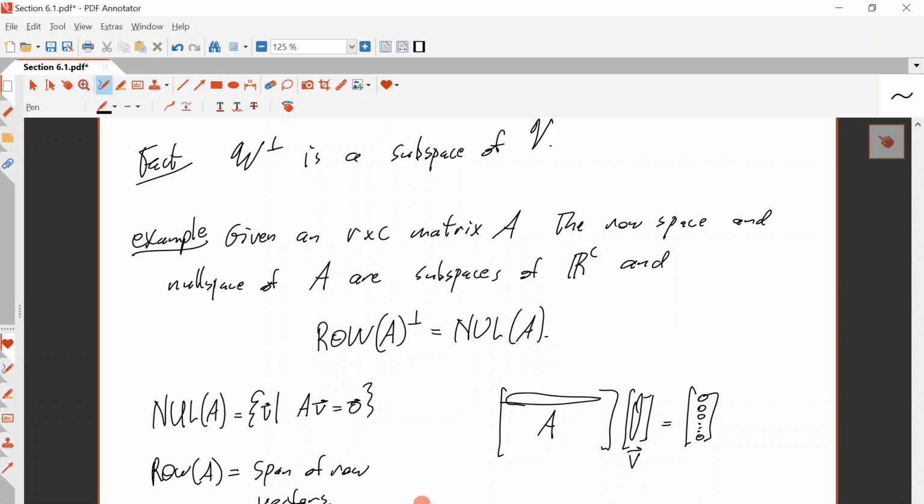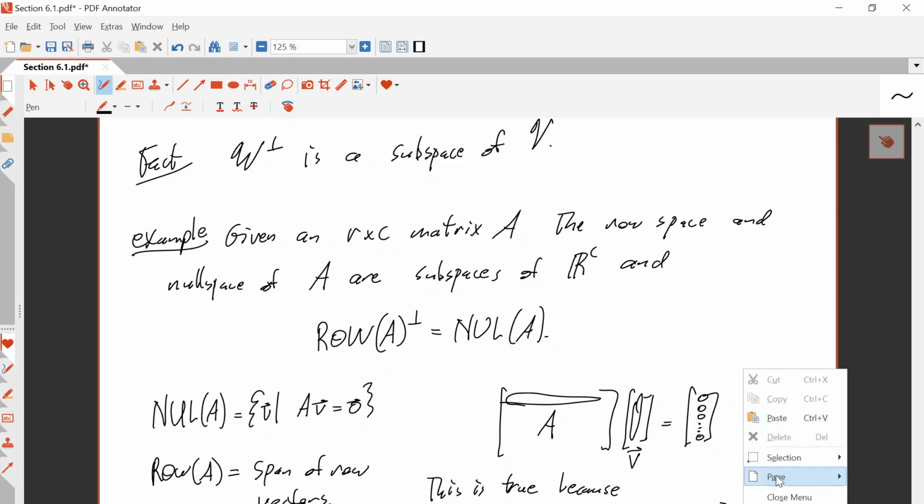So u dot v is equal to 0 for every row u in A. Since the rows of A form a basis for the row space of A, you're going to be orthogonal to every vector in the row space because you're orthogonal to every basis vector. So that's a really nice result.